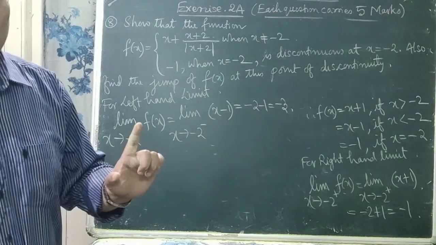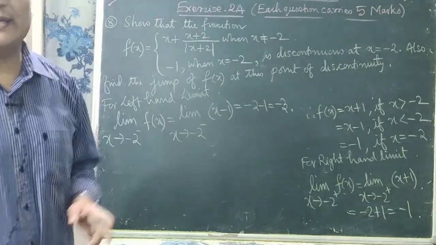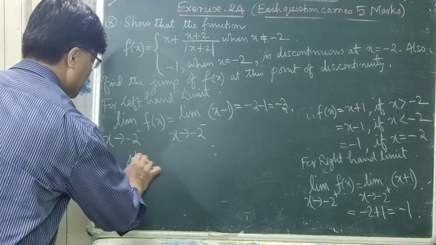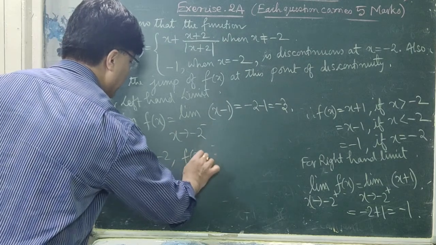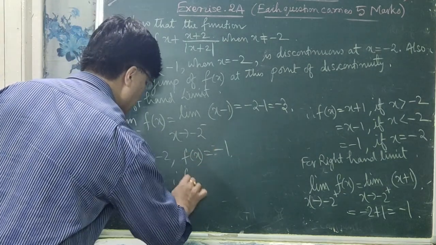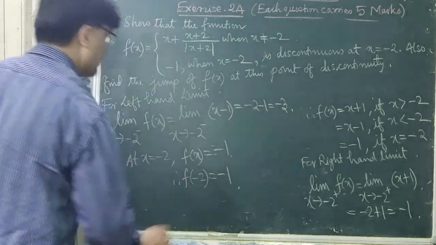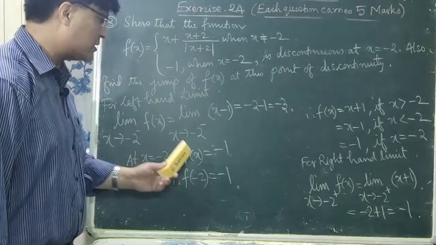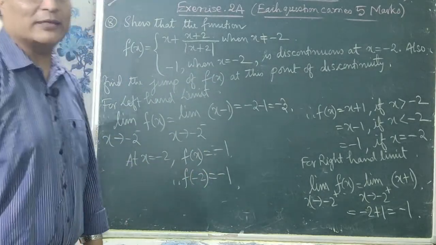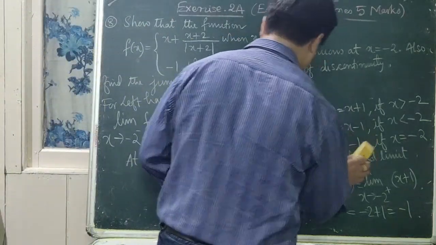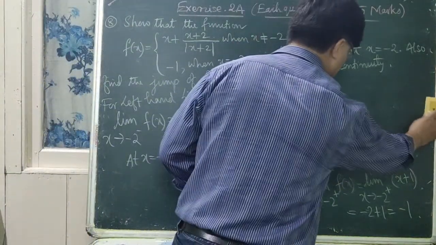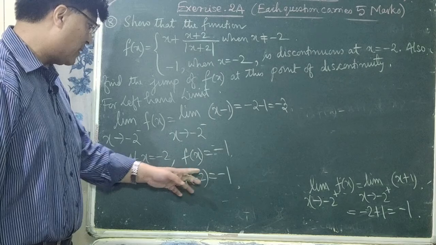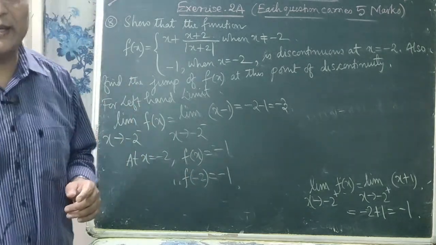So in this case there is no need of getting the value for f of x when x is exactly equal to minus 2. Or you may find it, you may get it. So let us find it at x is equal to minus 2. What is the value for f of x? f of x is equal to minus 1. What is x here? f of minus 2 is equal to minus 1. So what is the value for f of x when x is exactly equal to minus 2? f of minus 2 is equal to minus 1. So we can write here. So we have got the right hand limit and left hand limit both. This minus 1 is the right hand limit, minus 3 is the left hand limit, and this minus 1 is the value of the function when x is exactly equal to minus 2.